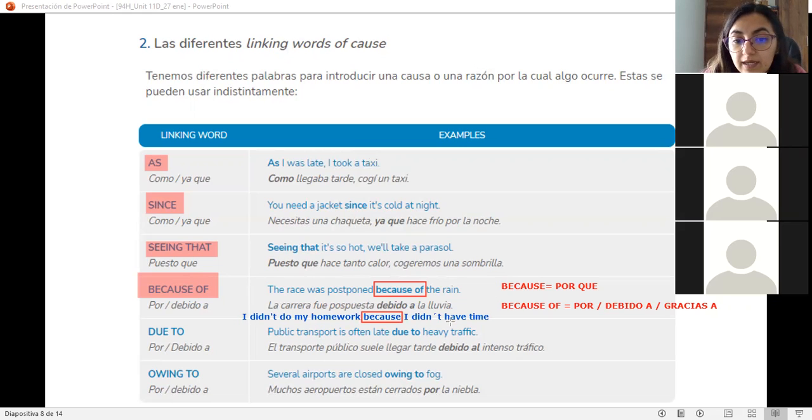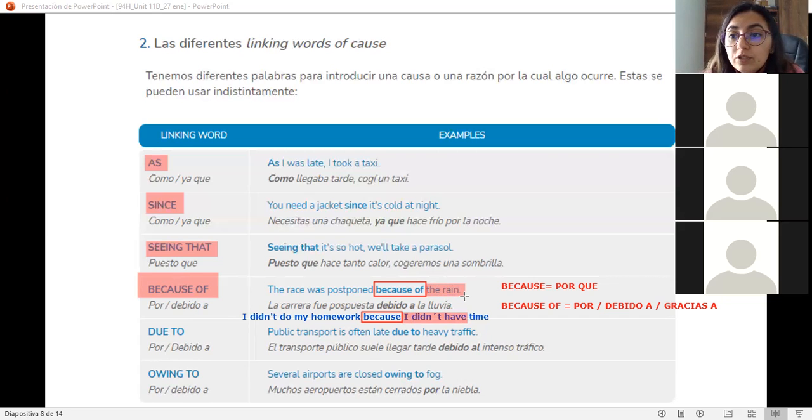Cuando ustedes utilizan el because solito, cuando le están dando la razón o diciendo el porqué de algo, miren que va acompañado de un sujeto y generalmente el verbo, ¿no? O el auxiliar. I didn't have time. Pero si ocupamos nosotros el because of, ¿sí? Este because of va a ir acompañado de un sustantivo, ¿sí? In this case, we have the rain.